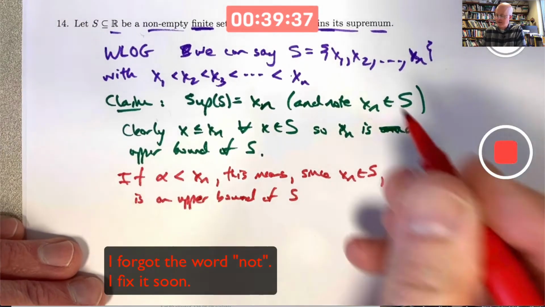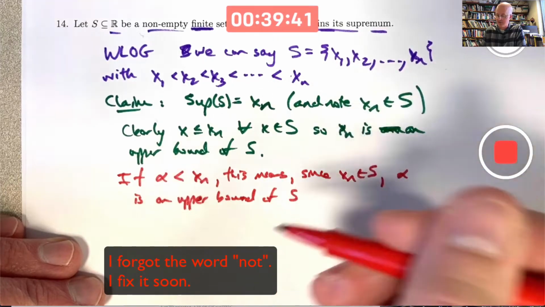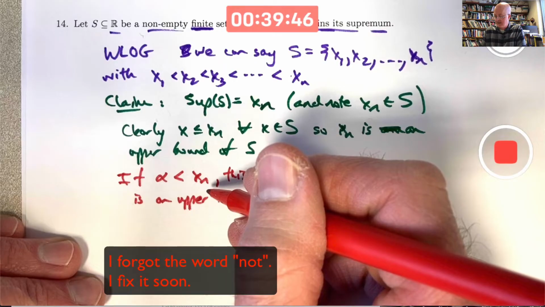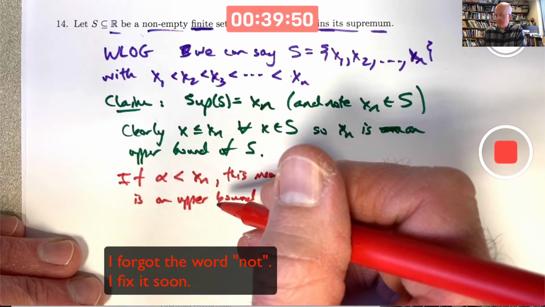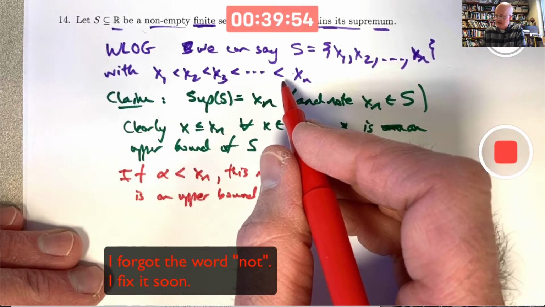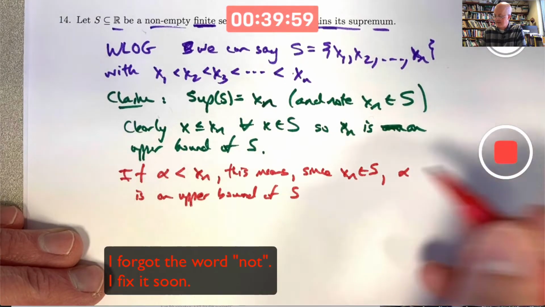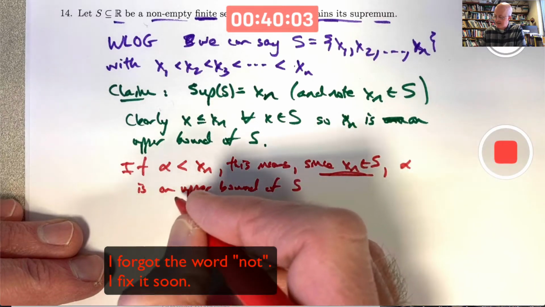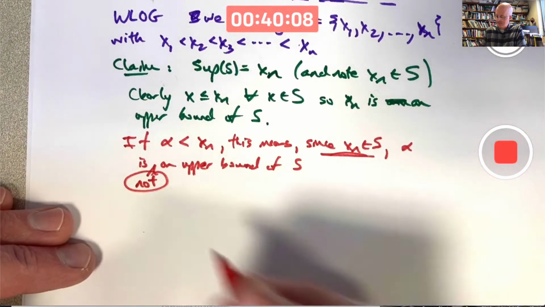Certainly if alpha happens to be less than x sub n minus 1, for example, you could also use x sub n minus 1 there. It might not be less than x sub n minus 1. It's good enough that it's less than xn, and in fact, that's not only all you need, but you do need that fact because alpha could be between x sub n minus 1 and x sub n. Since x sub n is a part of S, alpha is not an upper bound of S.